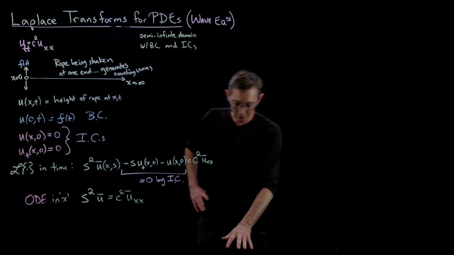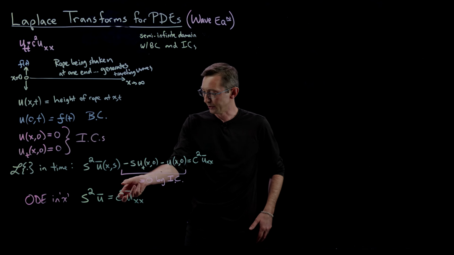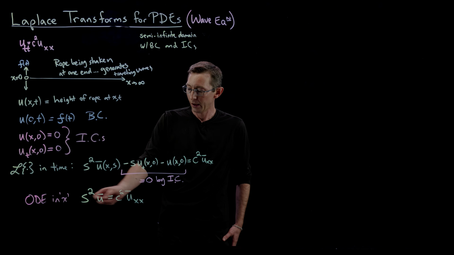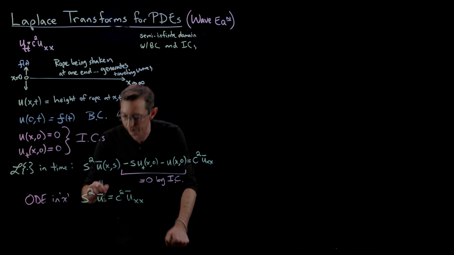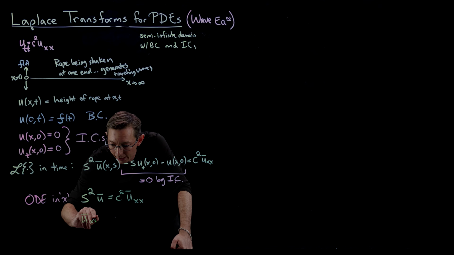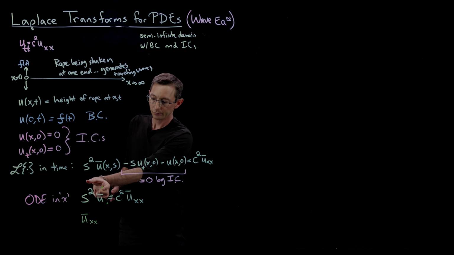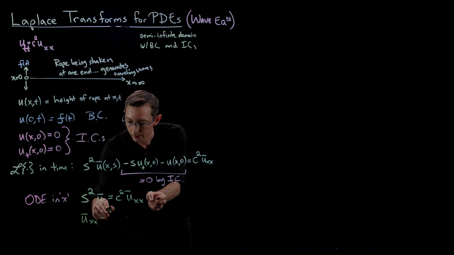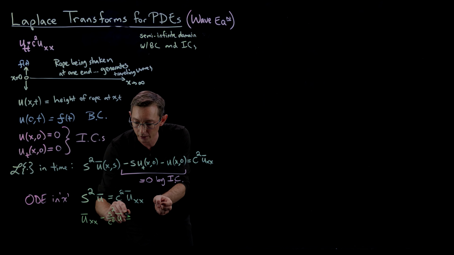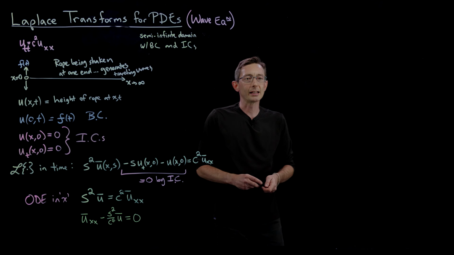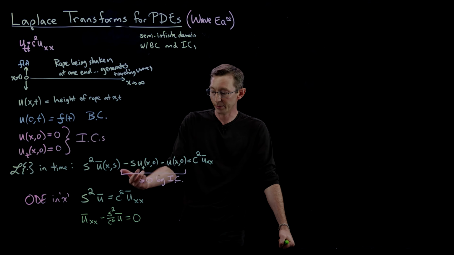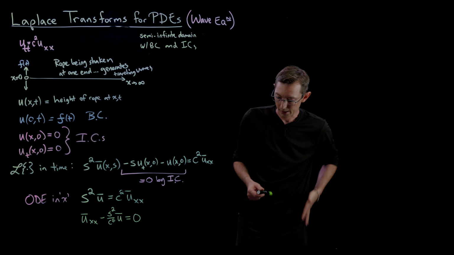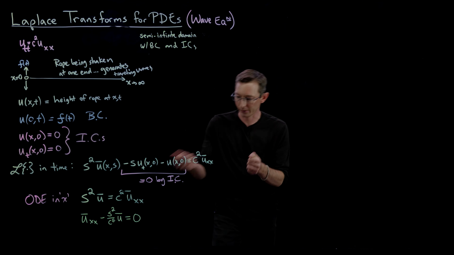I think what I would probably do is divide both sides by c squared. So I have u prime prime. I'm just going to write it out. So I'm going to have like u bar xx minus s squared over c squared u bar equals 0. And so this thing is going to have eigenvalues plus or minus s over c. And so those are going to be the two basic solutions. I'm just going to write it out here.